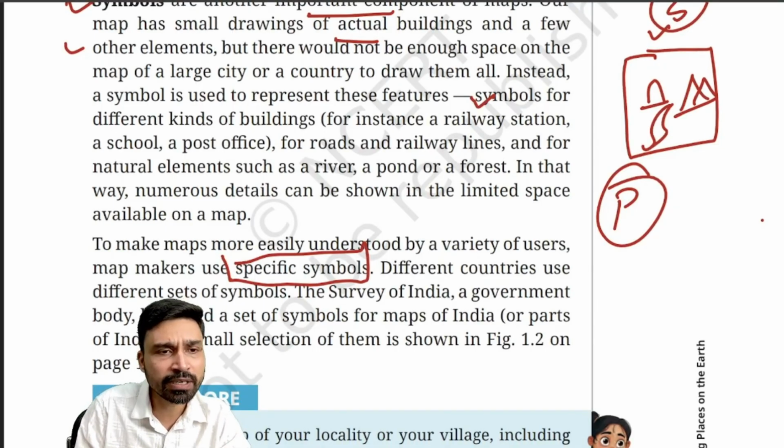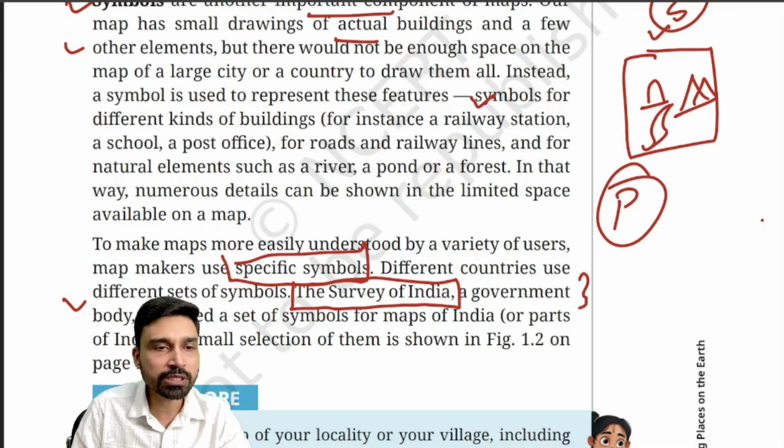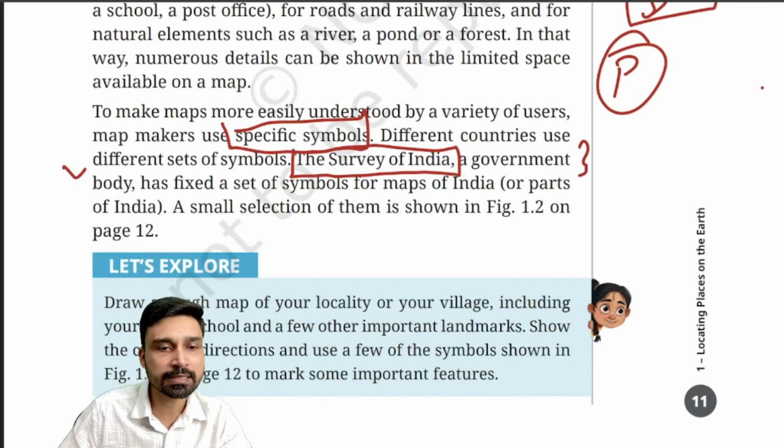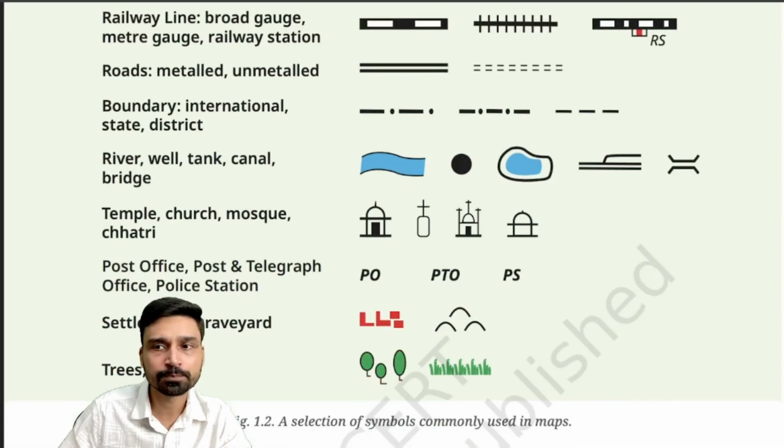Different countries use different sets of symbols. In India, the main organization responsible for the creation of maps is the Survey of India. Now, obviously, Survey of India is a government body and it uses a fixed set of symbols for the maps of India. So, let us try to look at these symbols used by the Survey of India.